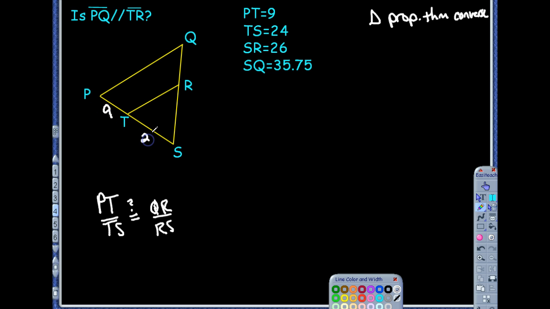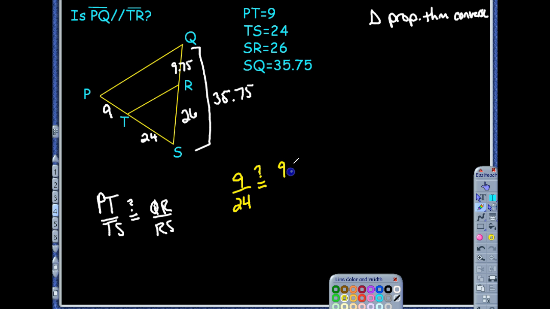Exactly. Okay. So I'm just going to mark on my picture so we can see it. So we've got 24. SR is 26. And then SQ, the whole thing was 35.75, which would leave us with 9.75. Wonderful. Okay, so let's go ahead and substitute those pieces into the proportion that you just set up. Okay. So we're going to write 9 over 24. And does that equal 9.75 over 26?